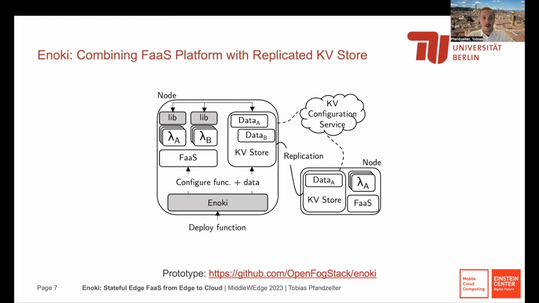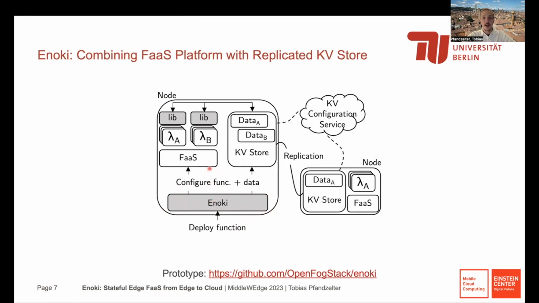This is what we did to implement it. We call this Enoki. We're combining basically a FaaS platform with a replicated key-value store. So this is how it works. It's all open source. You can check out the prototype on GitHub. We have a node that's running our Enoki middleware.